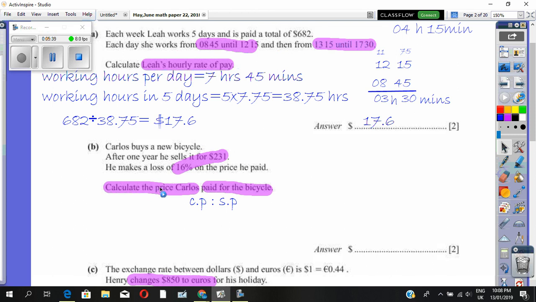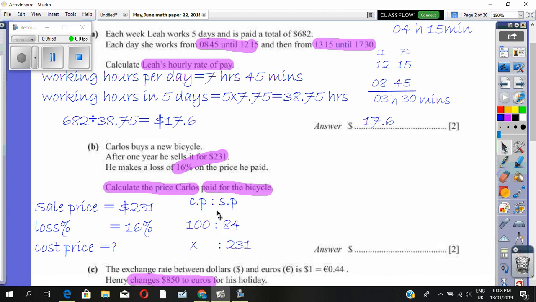We're supposed to find the cost price, meaning the price Carol paid for the bicycle. Let's say the sale price is given, that is $231, the loss percentage is given, that is 16%, and we're supposed to find the cost price. By comparison, if the cost price is 100, then the sale price in the loss is 84, because we subtract 16 from 100 to get 84.